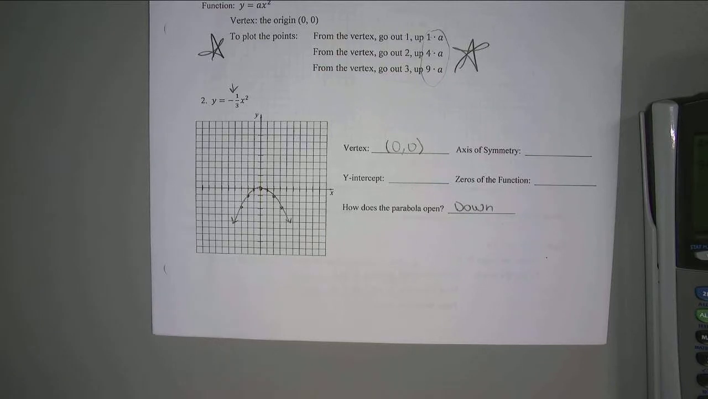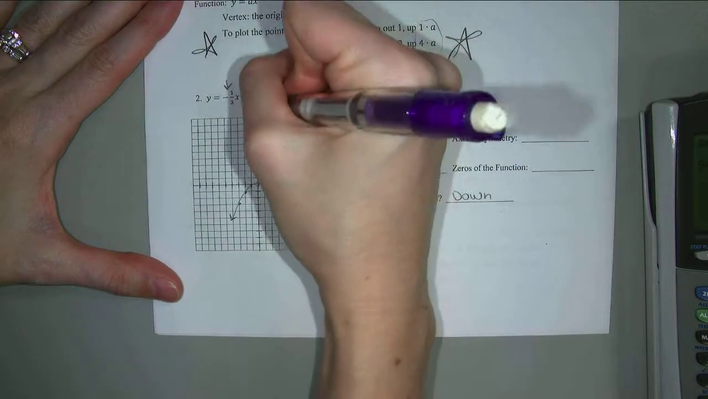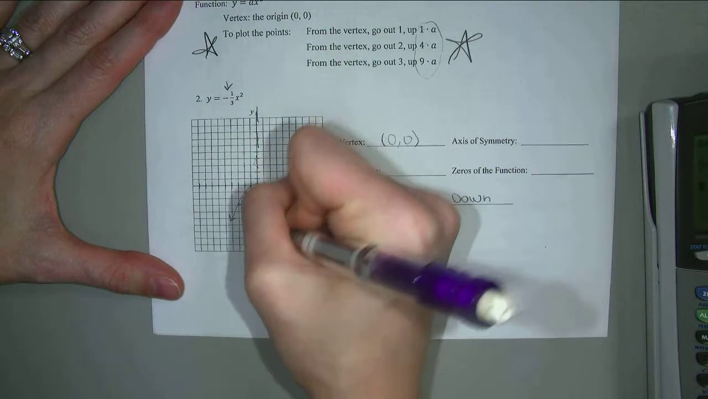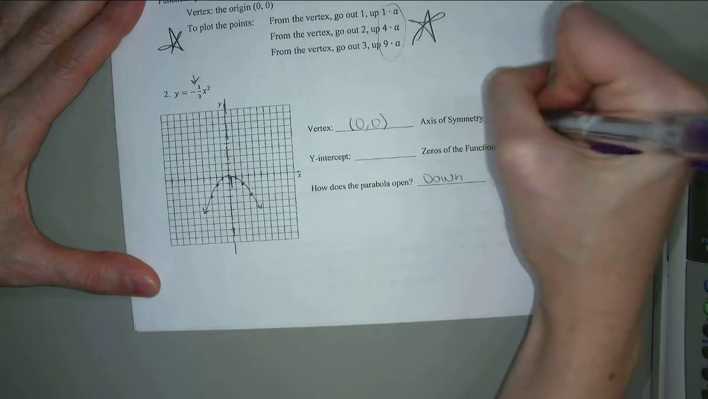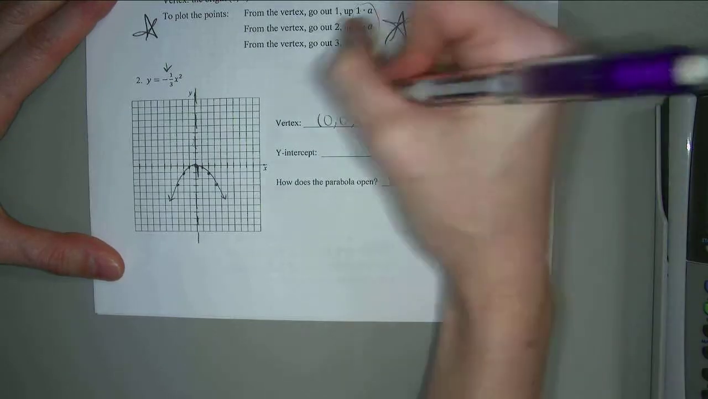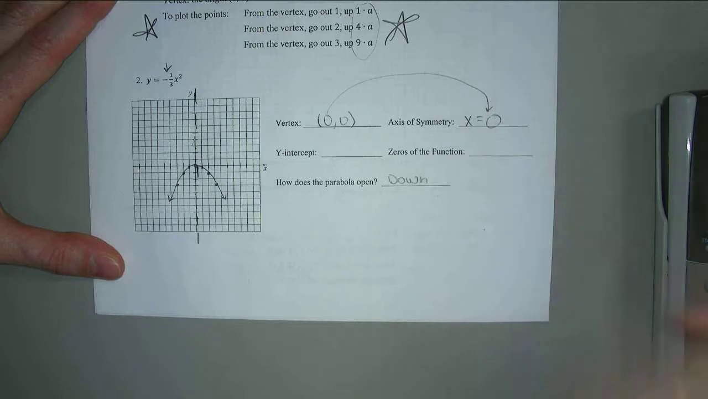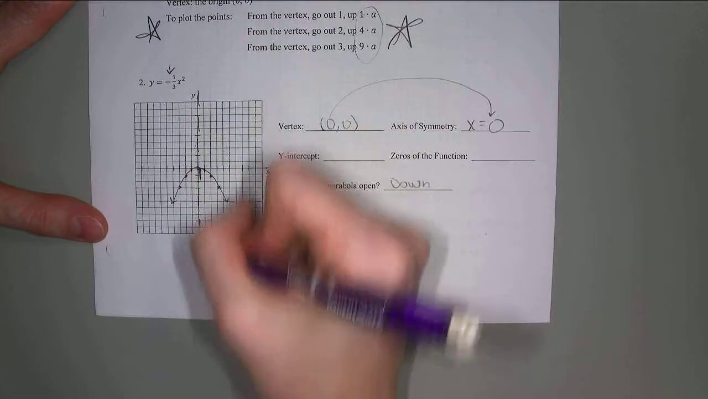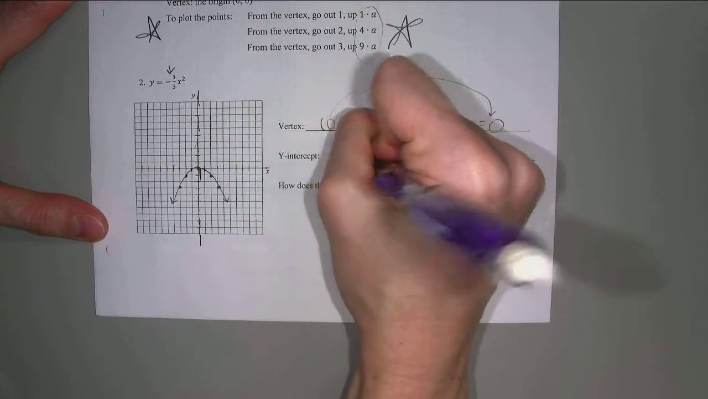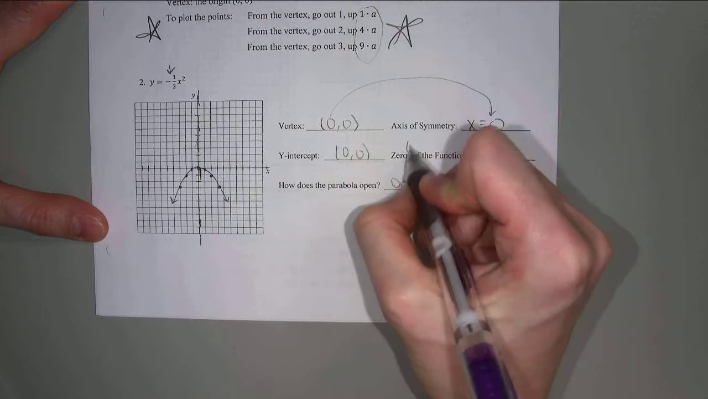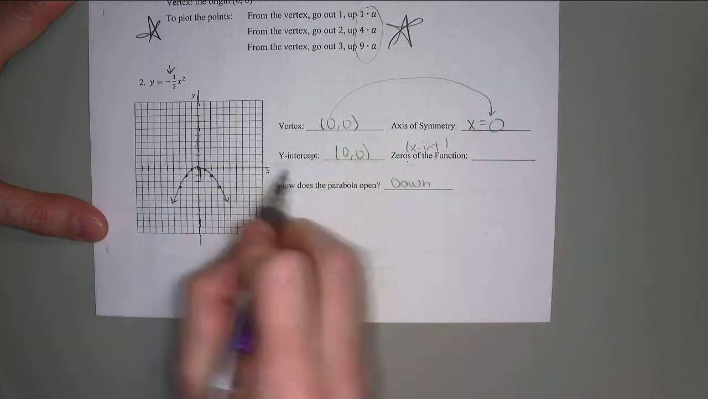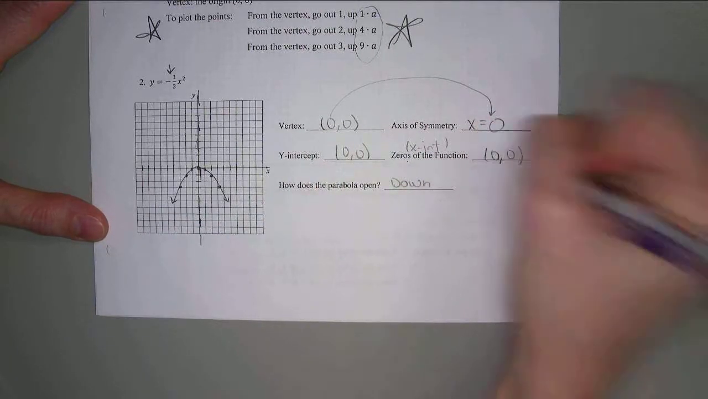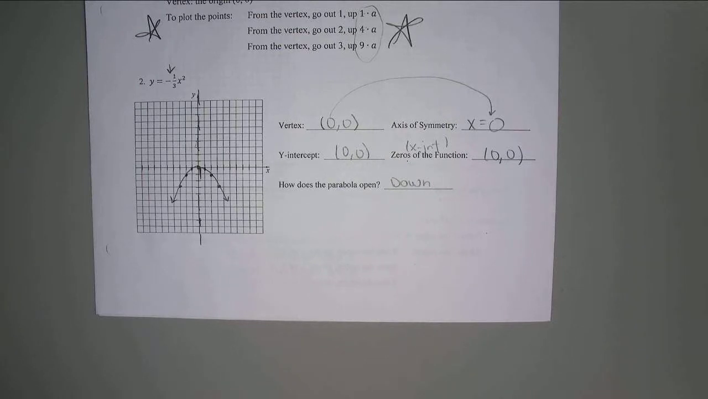Axis of symmetry, guys, that has not moved. It's still right down the middle of this guy, okay? So it's still x equals the x value of our vertex, which is 0. Our y-intercept, where we cross the y-axis, is still at 0, 0. And our zeros of our function, which is the x-intercept, is still at 0, 0. So if you have not shifted your graph, you've only changed the width of it, your vertex and all that stuff stays the same, right? We haven't moved it left or right, so we haven't changed the axis of symmetry or anything.